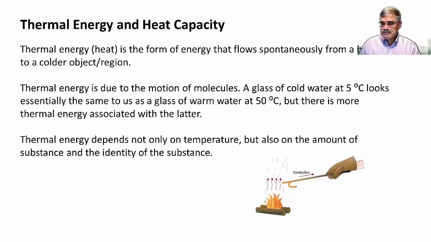Now, the amount of thermal energy possessed by a substance depends upon its temperature, obviously, but also on the nature of the substance. This is what we refer to as the heat capacity of a substance, and we sometimes use the term specific heat capacity. When we say specific in chemistry, we mean per gram of that substance. So let's talk about the specific heat capacity of a substance.